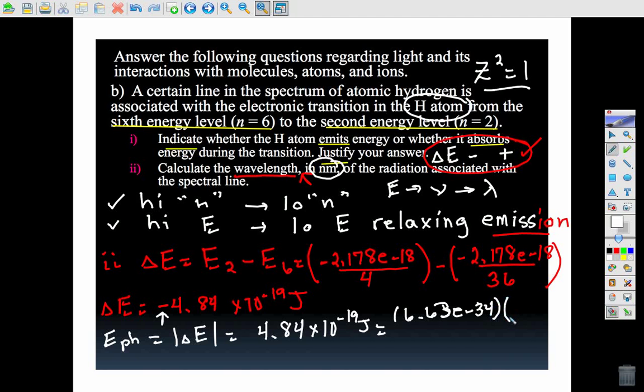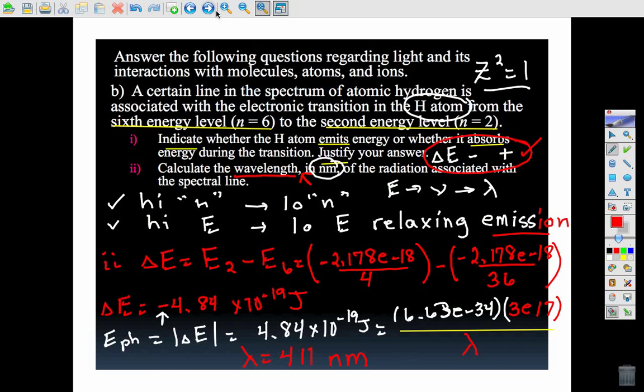6.63 times 10 to the minus 34th. For the speed of light, since it's asking for this in nanometers, I'm going to use nanometers for my C, and you can see how handy that is to memorize that. The more you memorize, the less you have to look up. The less you have to look up, the faster you can go. The faster you can go, the better you can problem solve, and the more points you'll rack up, and the more you will be proving to us just how brilliant you are. Now, if you did this algebra, you're going to get 411 nanometers.